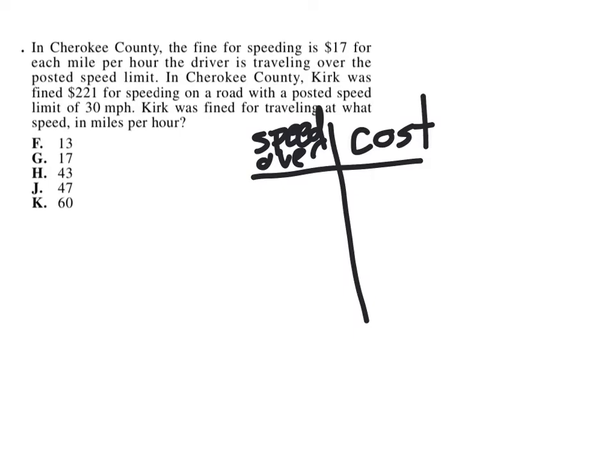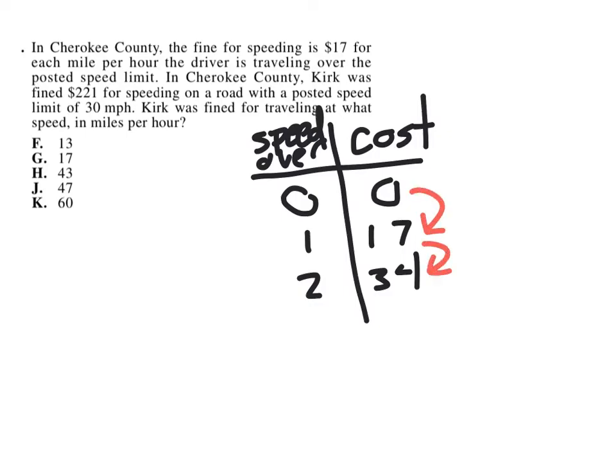So if I was going 0 miles over the speed limit, the cost would be $0. Now if I was going 1 mile over the speed limit and I got pulled over, they would charge me $17 for being 1 mile over the speed limit. Now what if I was 2 miles per hour over? Well, they would charge me an additional $17, which is 17 plus 17, or $34. So what's happening here? My Y's are going up by 17 as my X's are going up by 1.